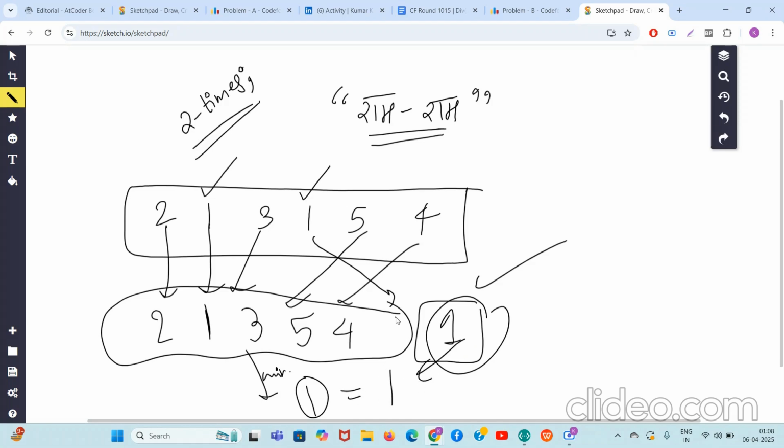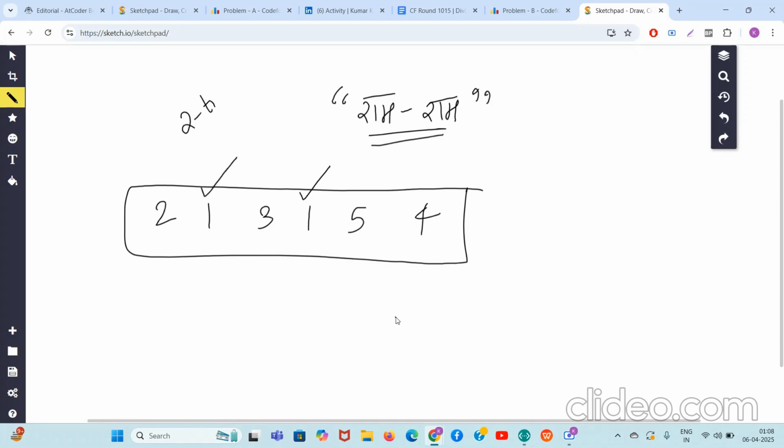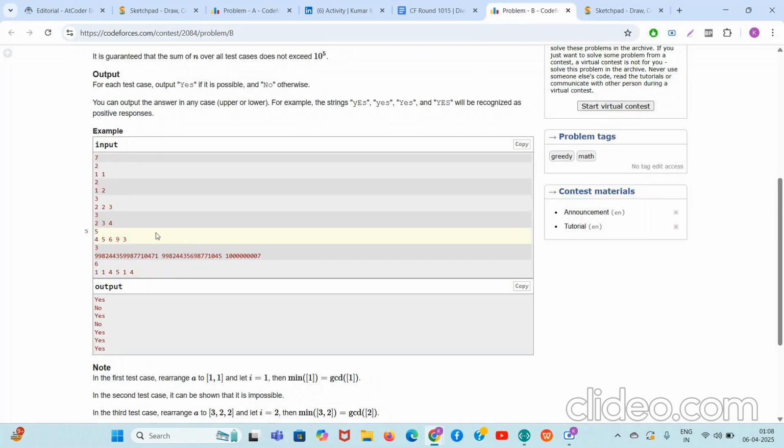So problem solved. But guys, what if the minimum number is only coming for 1 time? Then what will you do? Like this example, 4, 5, 6, 9, 3.